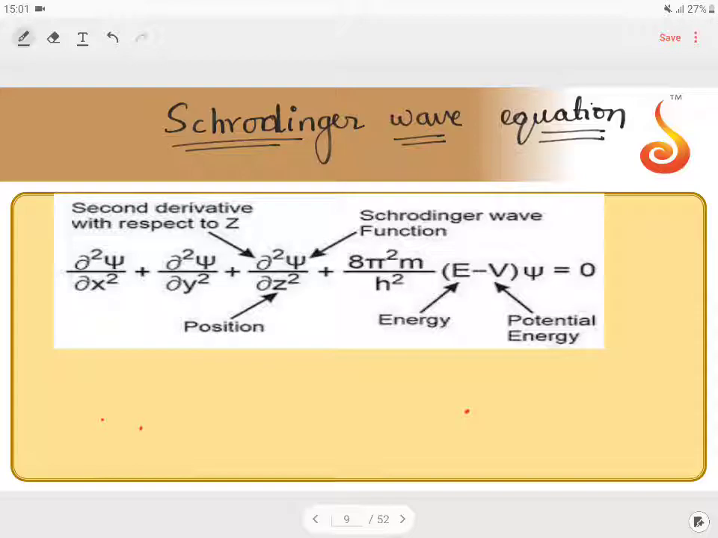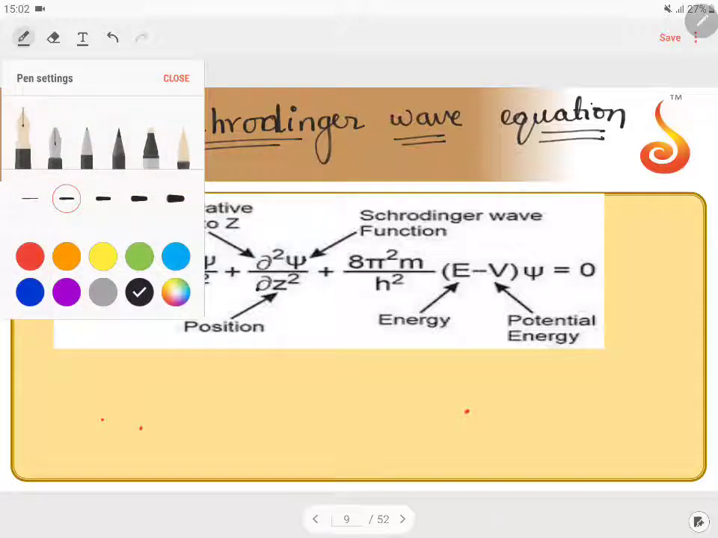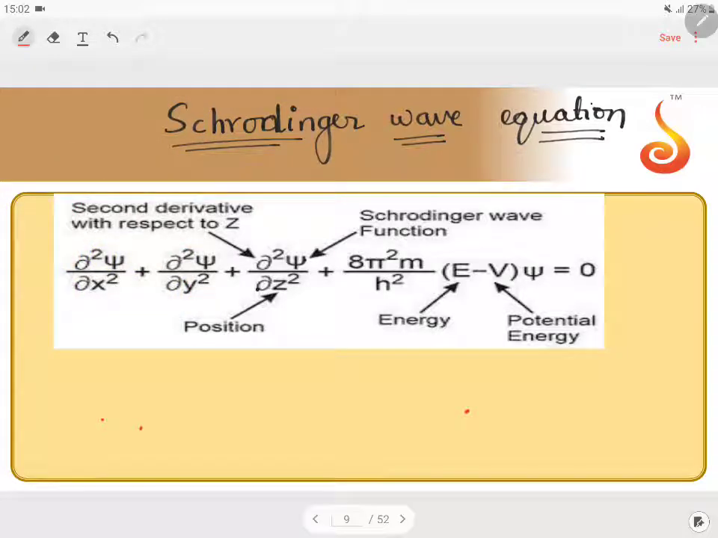So for hydrogen atom, the Schrodinger wave equation is given by del square psi by del x square plus del square psi by del y square plus del square psi by del z square plus 8 pi square m by h square into (E minus V) into psi is equal to 0. So this is the Schrodinger wave equation for hydrogen atom.